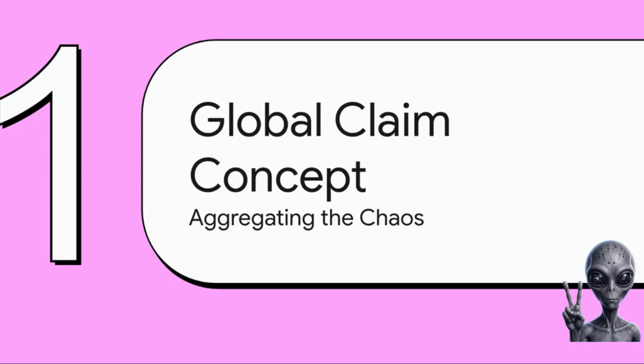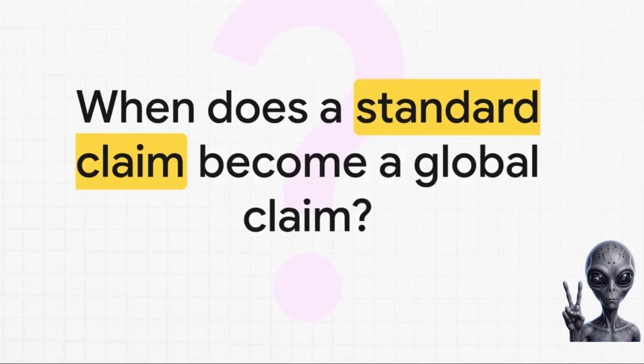Kicking things off with Section 1, the global claim concept, aggregating the chaos. So picture this. Your project gets hit by multiple, completely intertwined events. You've got design changes, unseasonal weather, and site access restrictions, and they all hit at the exact same time. The paper trail completely breaks down. That brings us to a really fundamental question. When exactly does a standard construction claim turn into a global claim?